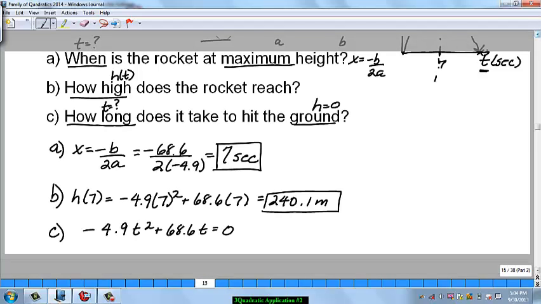Now what I would suggest that you do here is, we've got some decimals going on here, so I would actually do the quadratic formula here. So I'm going to do the work over here. I know you have a slide below, but I'm going to do it on here.